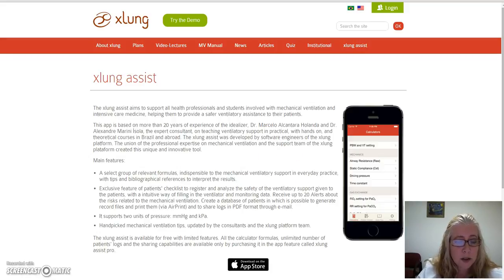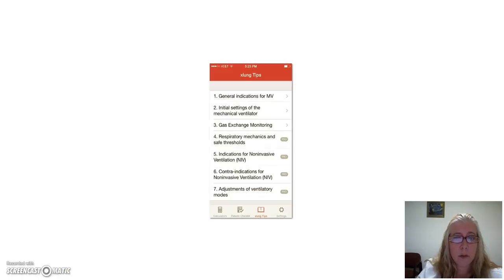So what I did is take some screenshots of what it would look like when they pull it up on their phone. You'll notice there are 4 different things across the bottom. You have settings, and that's where they can change what units are used. You have X-Lung tips, and this is the first place I'm going to start. You have patient checklist, and then you also have the calculators. I really think the calculators are going to be the most commonly used function on this app.